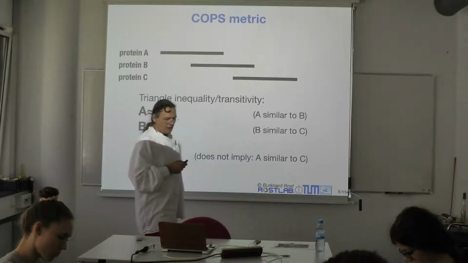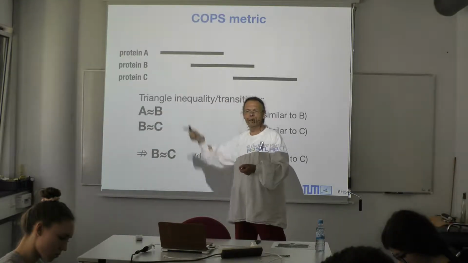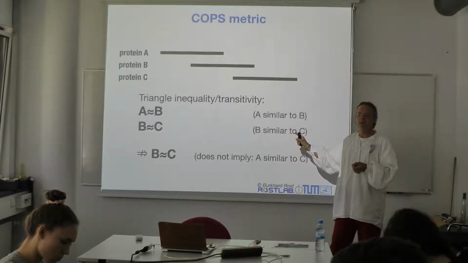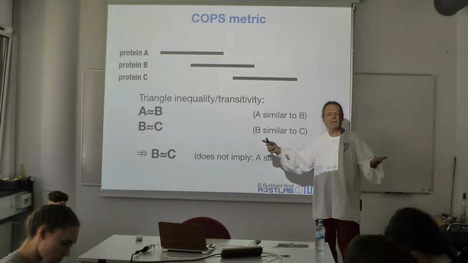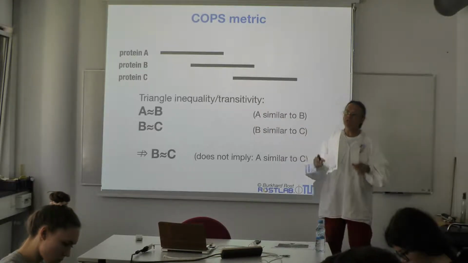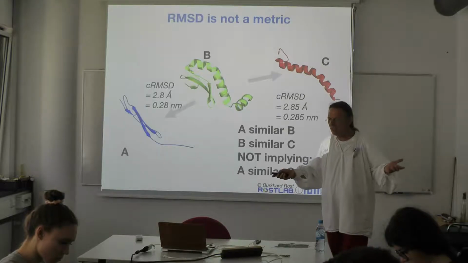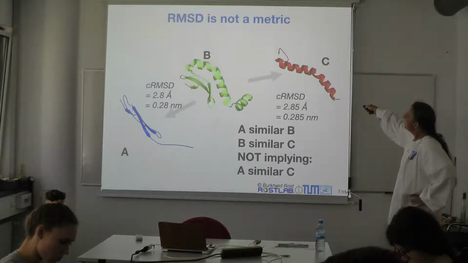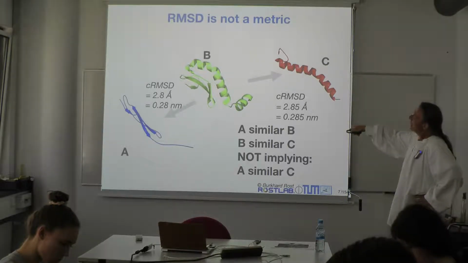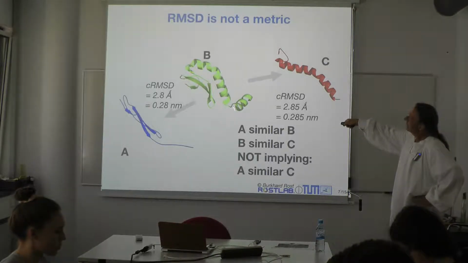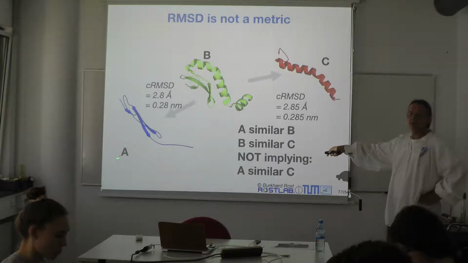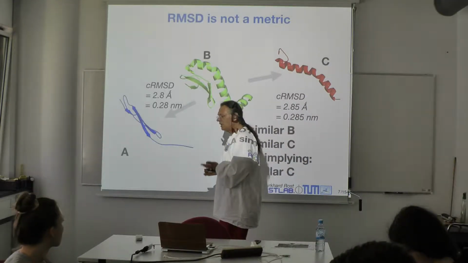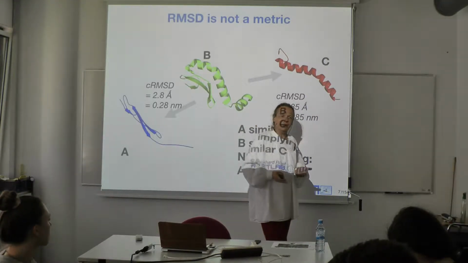This simply could be because what we compare between A and B is a different region than what we compare between B and C. In fact, C and A have no region in common in this example. In 3D, it would look like this. We could compare C and B, and we could compare A and B, but we would find no similarity between A and C. This is the reality of most comparisons in the protein world that we have.